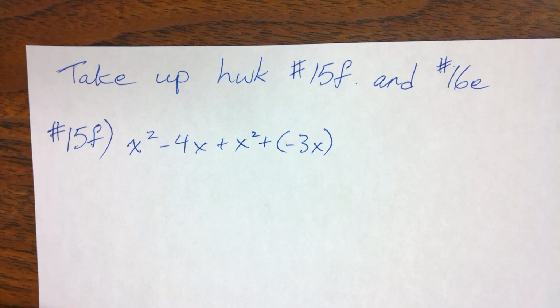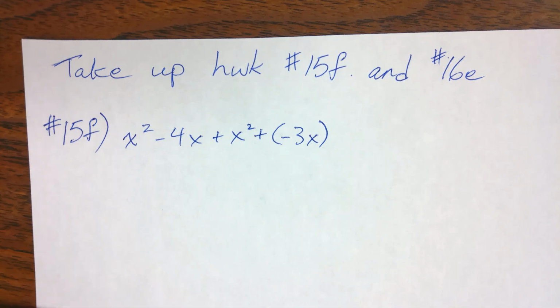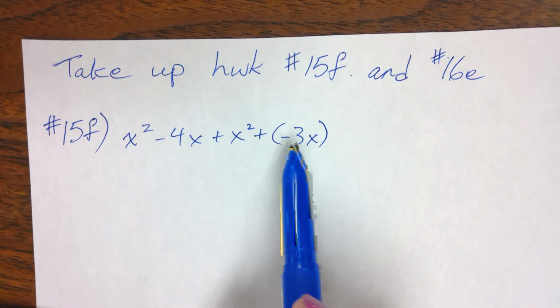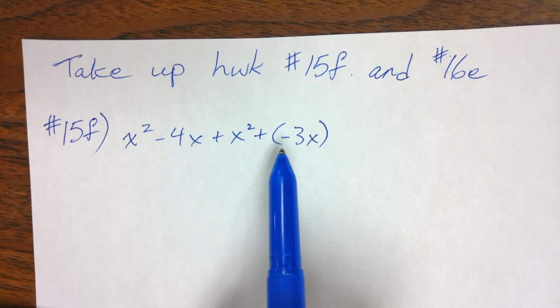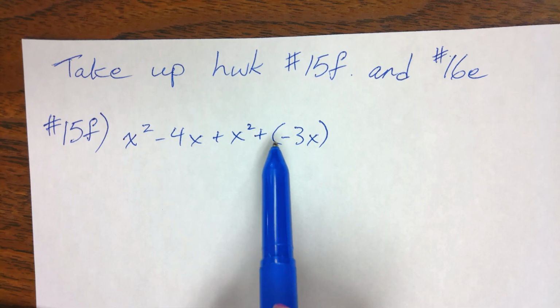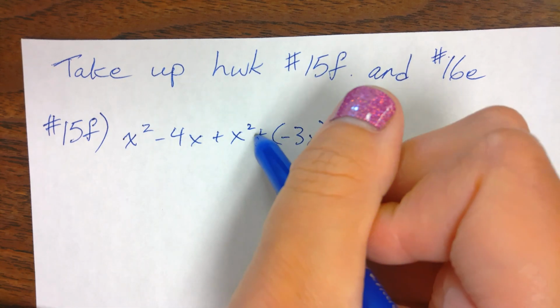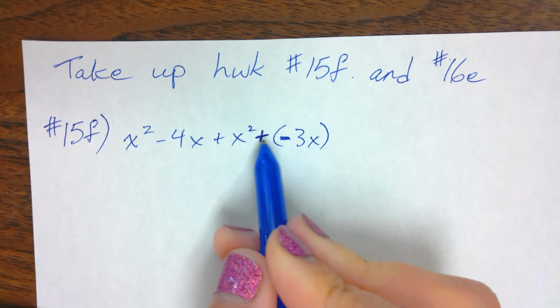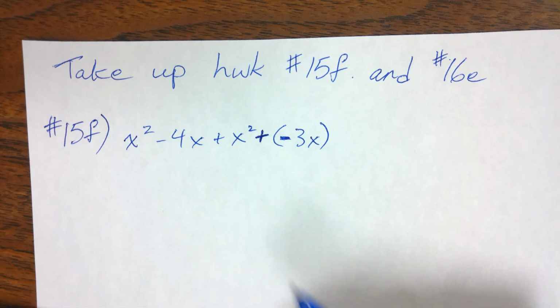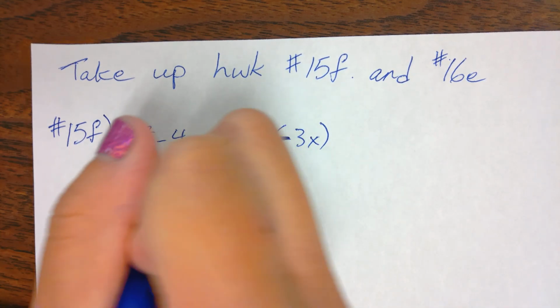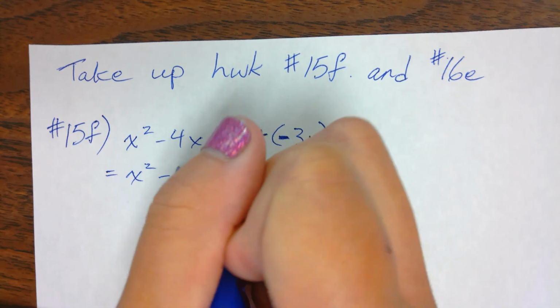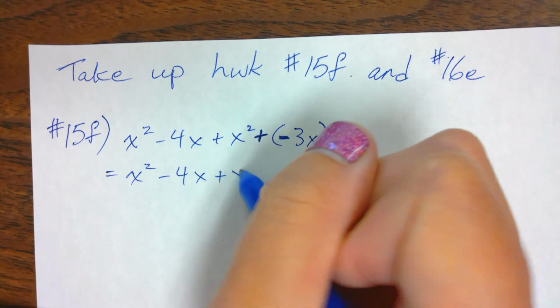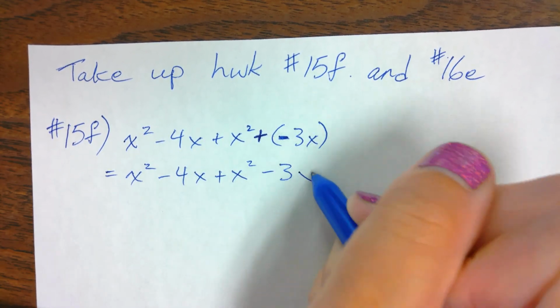Okay, ready guys? Okay, so let's take up these two homework questions. So the first one right here, first thing that I want to do is rewrite this because I see two signs side by side. I see a plus and a minus sign right here. So what can those two combine to? Claire? Negative. So I could rewrite this and just have the one sign that's like this.